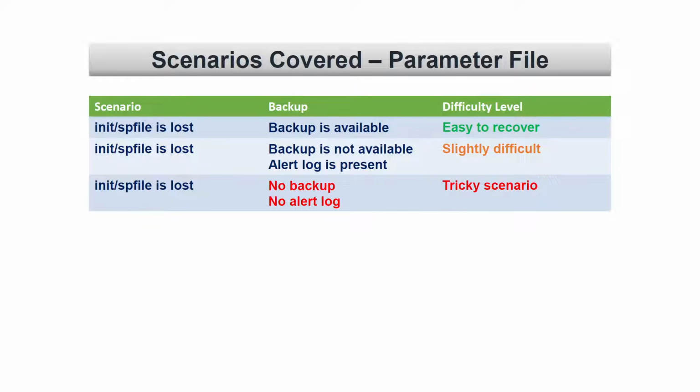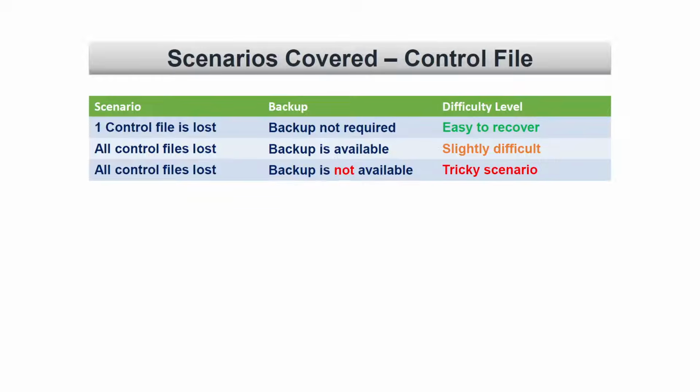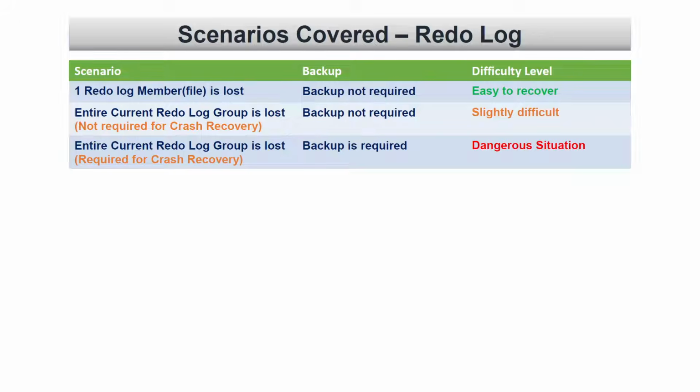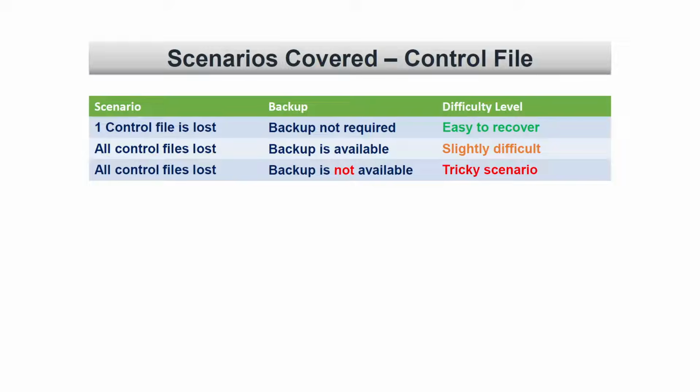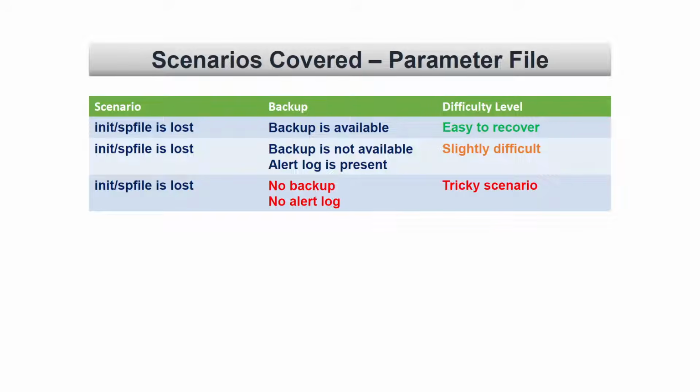The scenarios that I have covered here are related to the parameter file, the control file, the redo log, and the tablespace and the database. So let's begin. For the parameter file, if the parameter file is lost and backup is available, how to recover? If the parameter file is lost but backup is not available but the alert log is present, how to recover? And if the parameter file is lost and you don't have the backup, nor the alert log, how to recover?